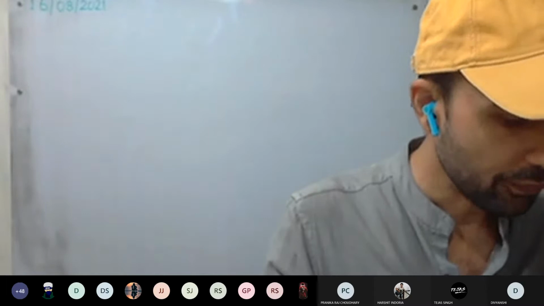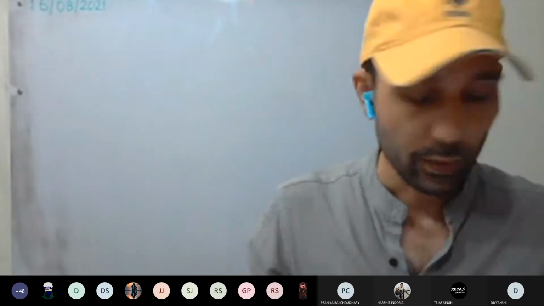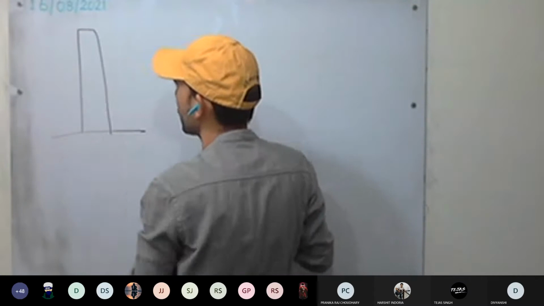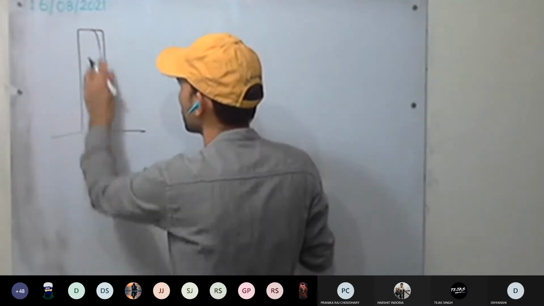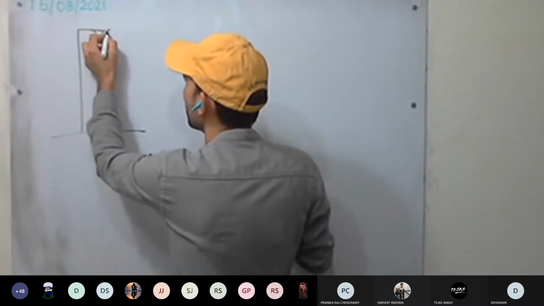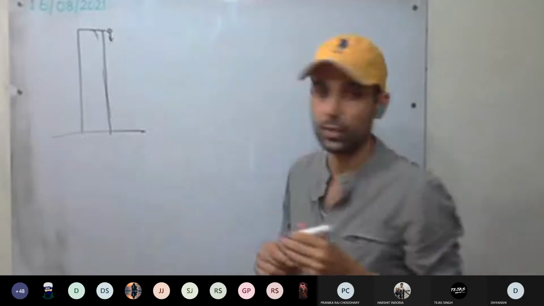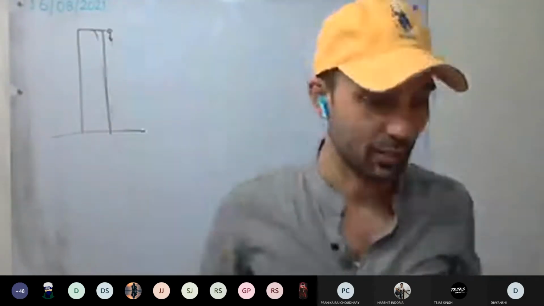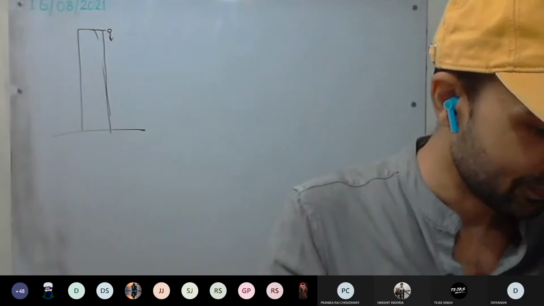A body is dropped from the top of the tower. Okay. So for example, we are having a tower. This is the tower, straight on it. And from here, the body is dropped. So you have gone up the tower, you have dropped a body. Any body you can drop.